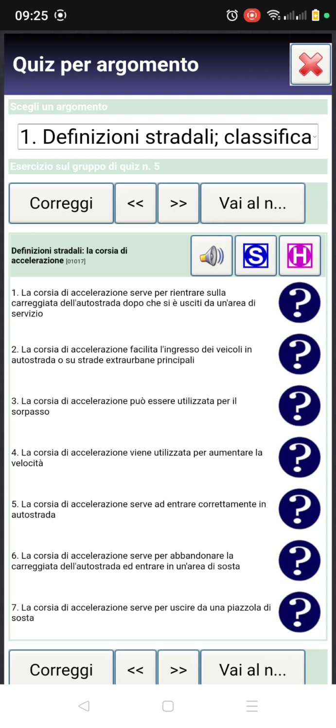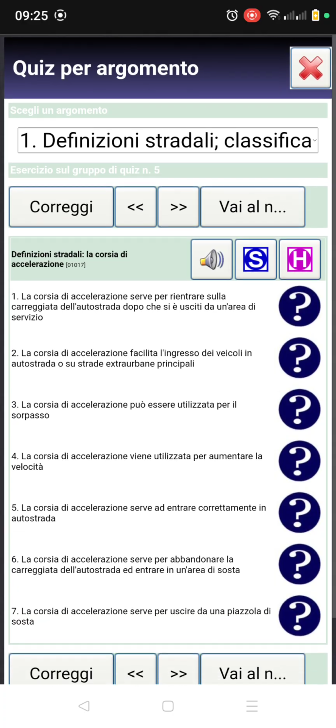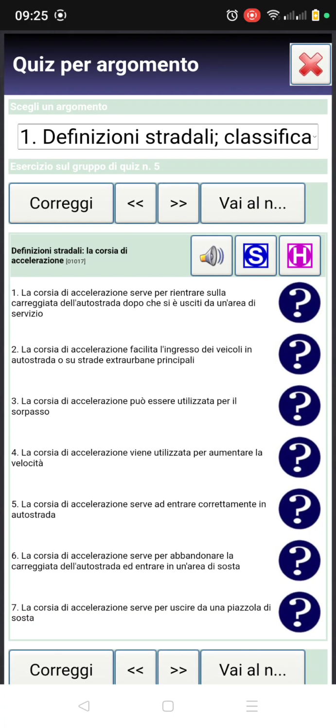La corsia di accelerazione serve per rientrare sulla carreggiata dell'autostrada, dopo che si è uscita da un'area di servizio. After you have already exited the highway into the service area, you will use corsia di accelerazione to enter into the highway back, and it's very, very true.